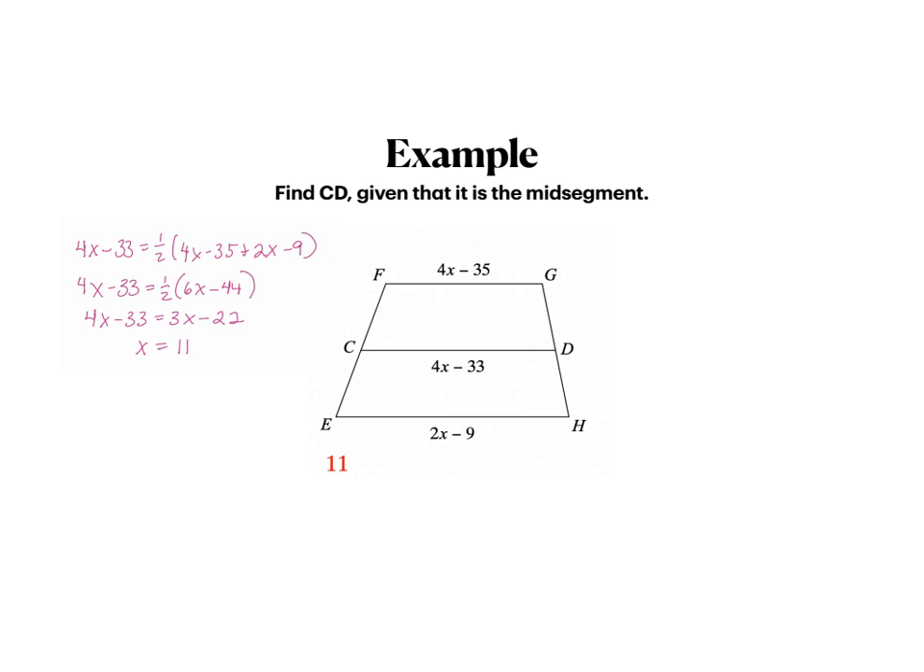Okay, so the answer to how long is CD is 11. This is how I found it. So I said my midsegment, 4x minus 33, is equal to half the sum of my bases. I simplified and solved for x. You'll notice x is 11. It was not asking me for x, it was asking me for the length CD. And it just so happens that when I plug into 4x minus 33, I get 44 minus 33, and that's 11. So the side length is the same as the variable value, but that does not always happen, and in fact usually does not.